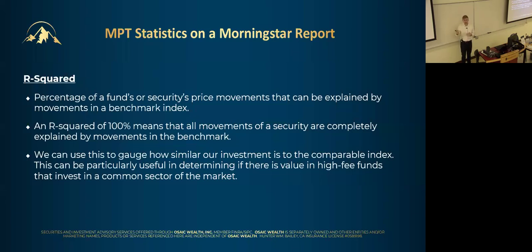And if you're paying a really high fee for a fund, you probably don't want all of your returns, especially if they're a comparable amount, to just be explained by the index, because why wouldn't you just buy the index for the same thing? So an R squared of 100% means that all movements of a security are entirely explained by movements in a benchmark index. So we can use this to gauge how similar our investment is to that index, and this can be particularly useful in determining if there's value in high fee funds, like I just mentioned, that invest in a common sector of the market.